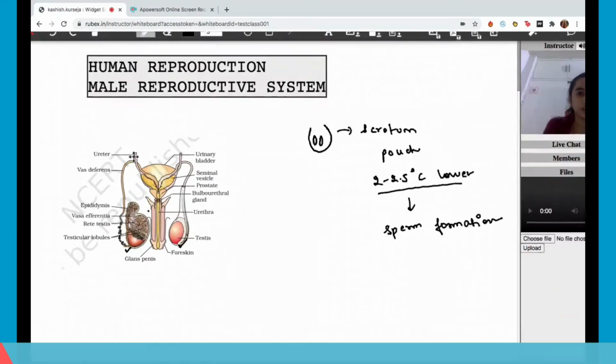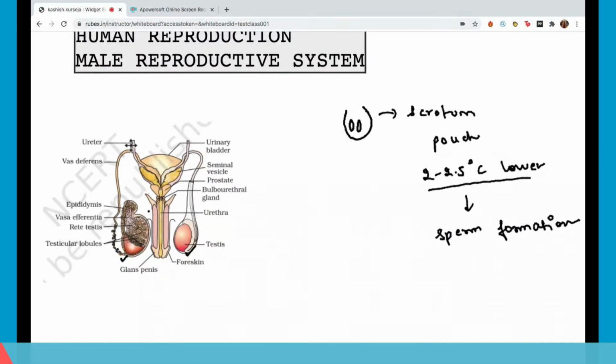Let's go over the diagram now. So here we have the two testes which are important for sperm production. Sperms are being formed in here. After these sperms are produced, they go over to rete testis. Rete testis is going to transfer them to vasa efferentia. Vasa efferentia transfers them to epididymis. Epididymis transfers them to vas deferens. And finally, they travel through the vas deferens.